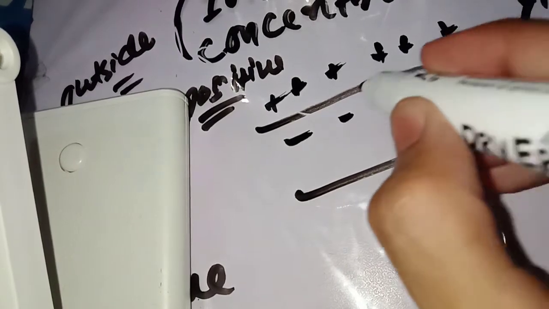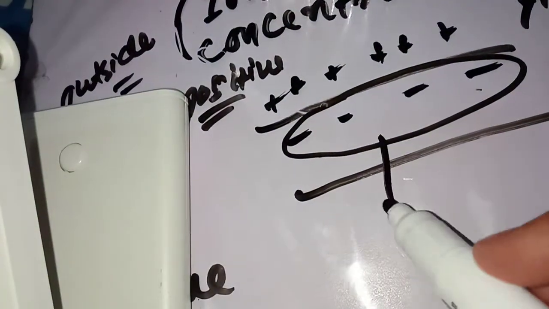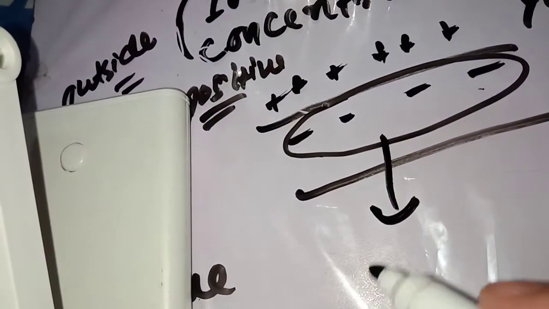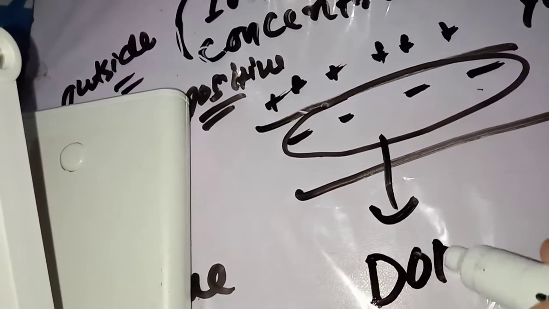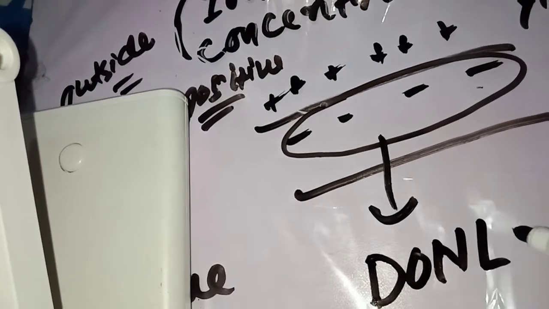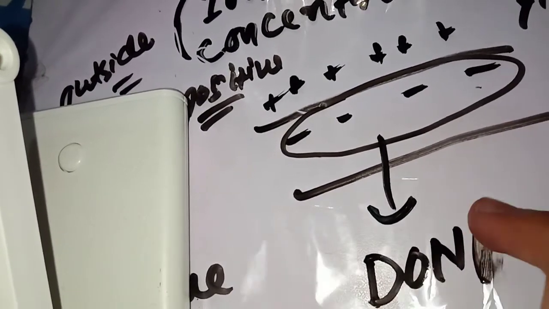So here negative charge is created due to the following reasons. Here we have another trick to remember it, that is Donley. I think you know this person. It's a South Korean film actor.